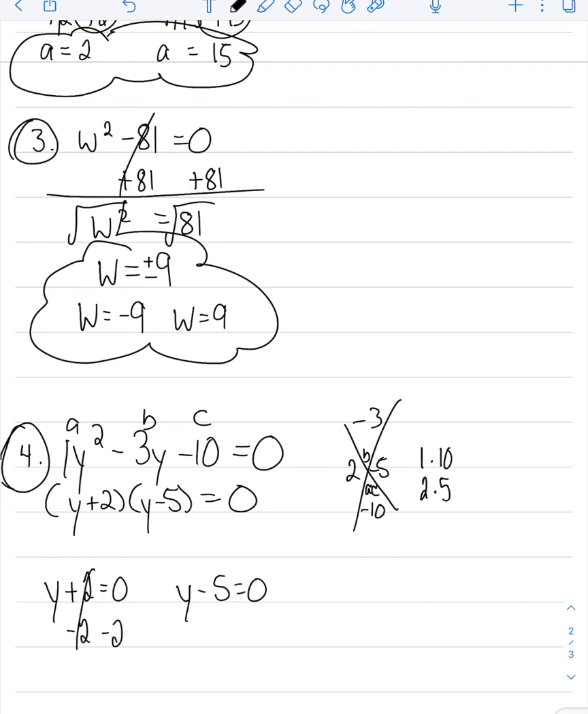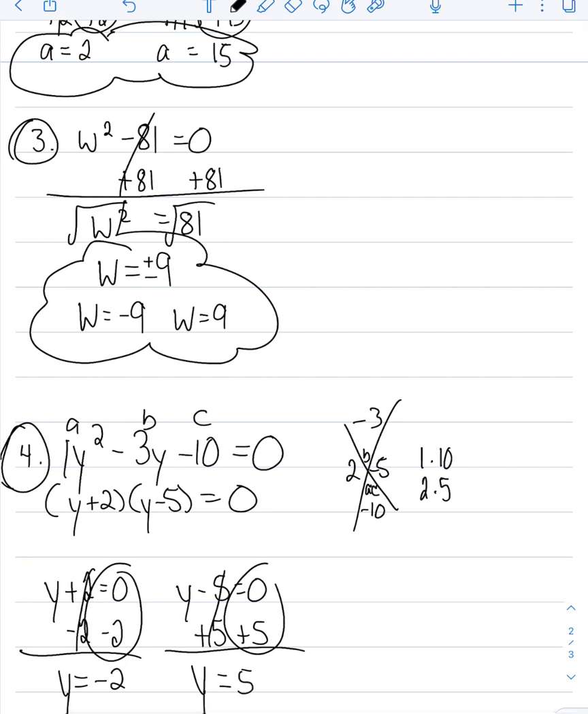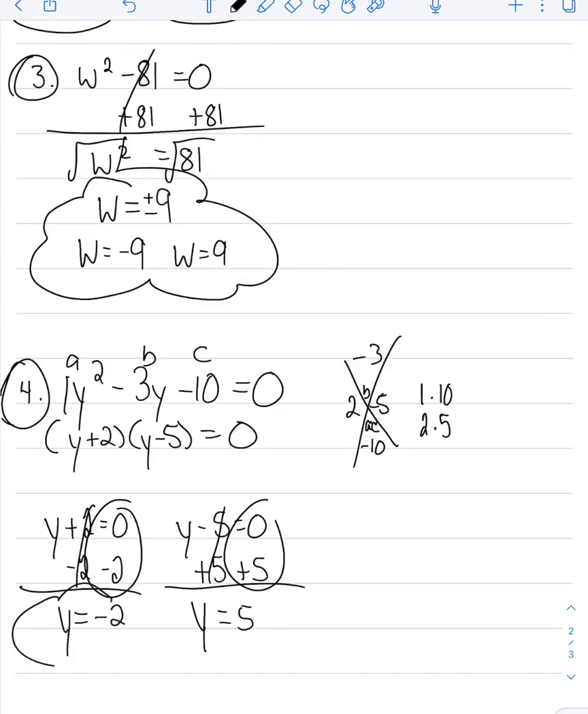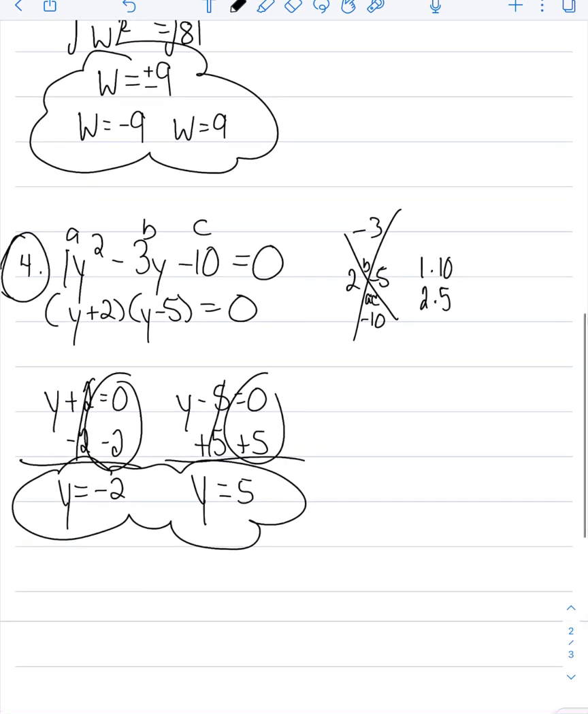So here we're going to subtract 2 from both sides. So y equals 0 minus 2 is negative 2. For this one, we're going to add 5 to both sides. So y equals 0 plus 5 is 5. So my two zeros or solutions to this equation are negative 2 and 5.